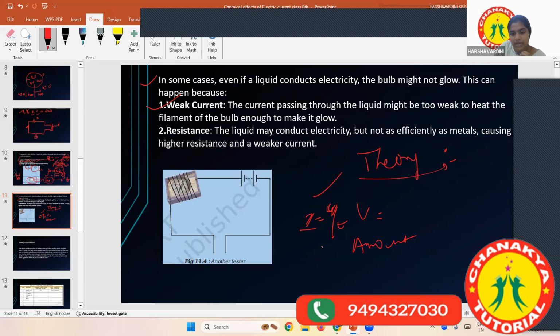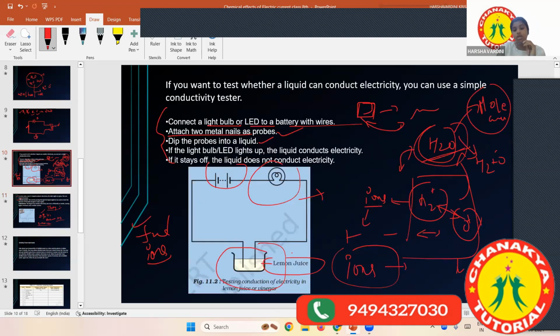We know I is equal to Q by T. Q is what? Number of charges, basically charges. It might be like nQ also, but I = Q by T is the standard. So Q is the number of charges. So if I know how much energy the lemon juice can produce, or in a very simple way, how many ions the lemon juice can produce, such that the bulb will be able to glow.